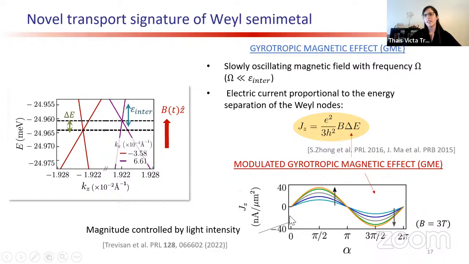So you would change the overall magnitude of J, but not the period, because you would still have this delta E modulated by alpha. Okay. So in principle, it's a way to also diagnose what type of Weyl system you have. So not just that you have a Weyl system with nodes at different energy, but you might be able to diagnose the chirality of the nodes.